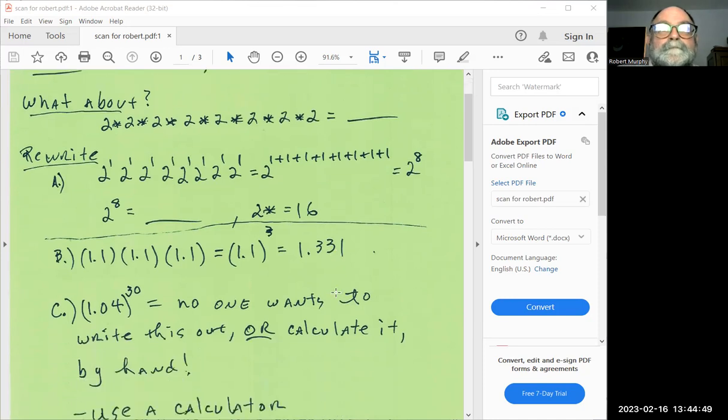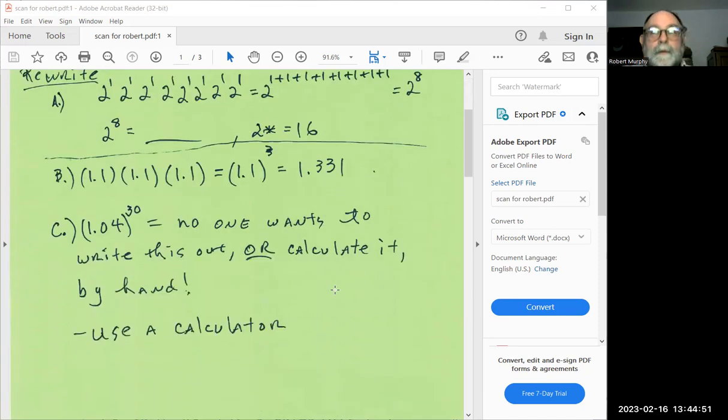Now, hopefully you looked at the derivation of P times (1 plus R) to the T equals future value FV. If you did that, this 1.1 times 1.1 times 1.1 equals 1.1 to the third power equals 1.331. That's explained in detail in that last video.